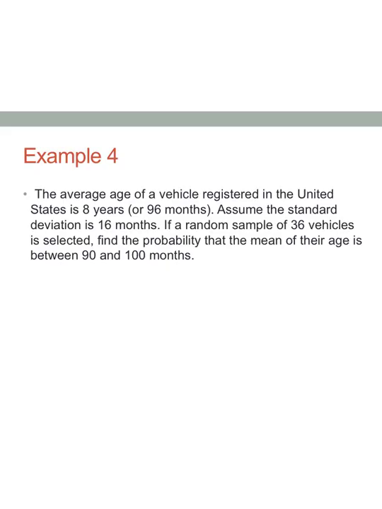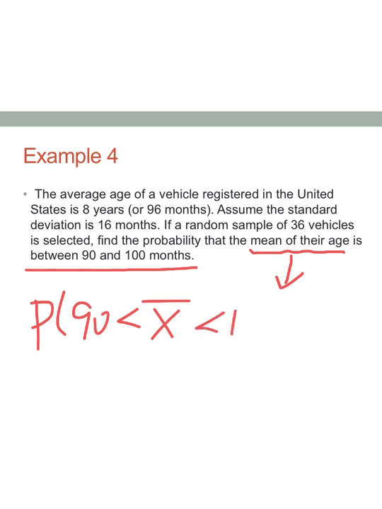Example 4. The average age of a vehicle registered in the United States is 8 years. 8 years means 96 months. Assume the standard deviation is equal to 16 months. If a random sample of 36 vehicles is selected, find the probability the mean of their age is between 90 and 100 months. So if we translate this into mathematical language, it's equivalent to finding the probability for the mean between 90 and 100 months.